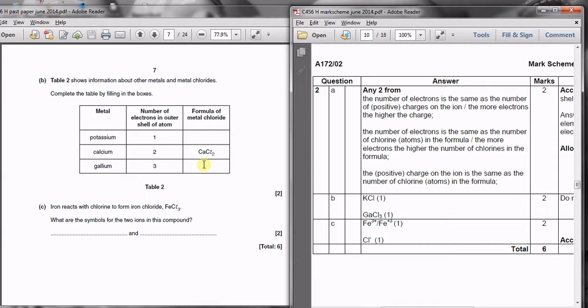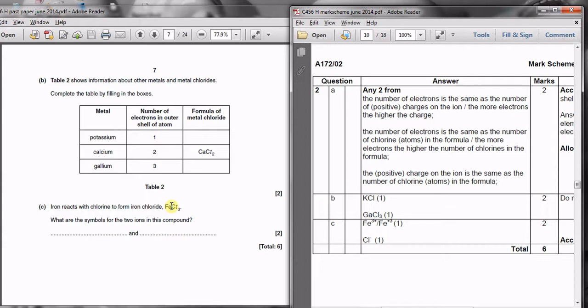Part C asks you what the symbols are for the ions present in iron chloride. Because they're ions, you have to have the charges. So a lot of you just wrote Fe and Cl. It needs to have the charges shown.